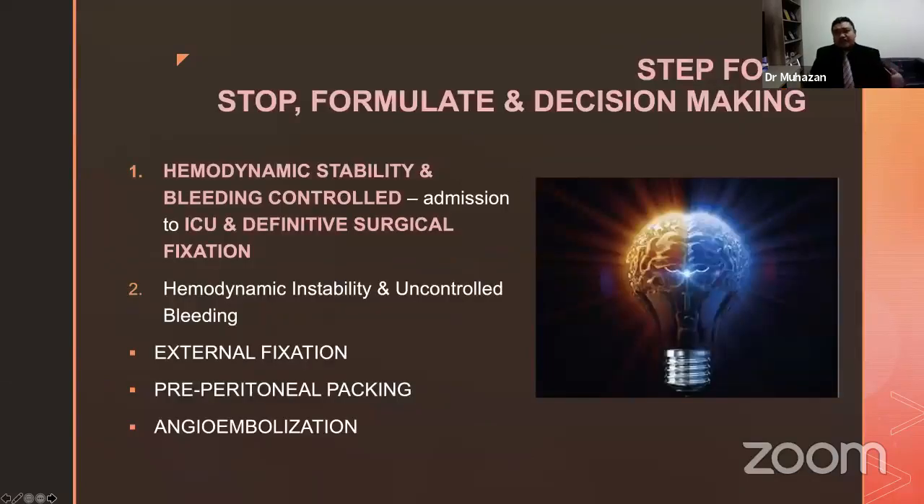All right, so now you've already resuscitated the patient, you've already given blood, you've already used your adjuncts, you've already bound the patient, and the patient is still unstable. Now, this is when you need to step back, stop, formulate, and make a decision. And the decision is made by the whole team, meaning the whole team has to decide what is the best way to stabilize this patient. So discuss with your team members and look at what options you have.